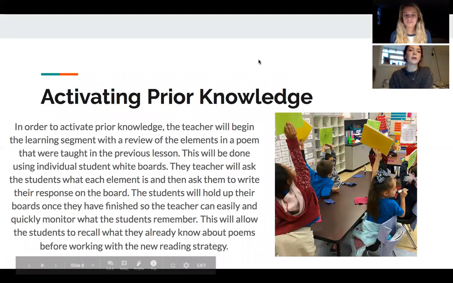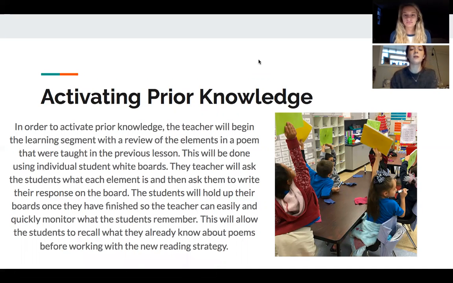So in order to activate prior knowledge for this lesson, the teacher is going to begin the learning segment with a review of the elements in a poem, which are rhythm, meter, and verse, and those were taught in the previous lesson. And this is going to be done using individual student whiteboards. So the teacher is going to ask the students what each element is one at a time, and then ask the students to write their response on the board. And the students will hold them up once they have finished, and then the teacher can easily and quickly monitor what the students remember before she begins the learning segment.